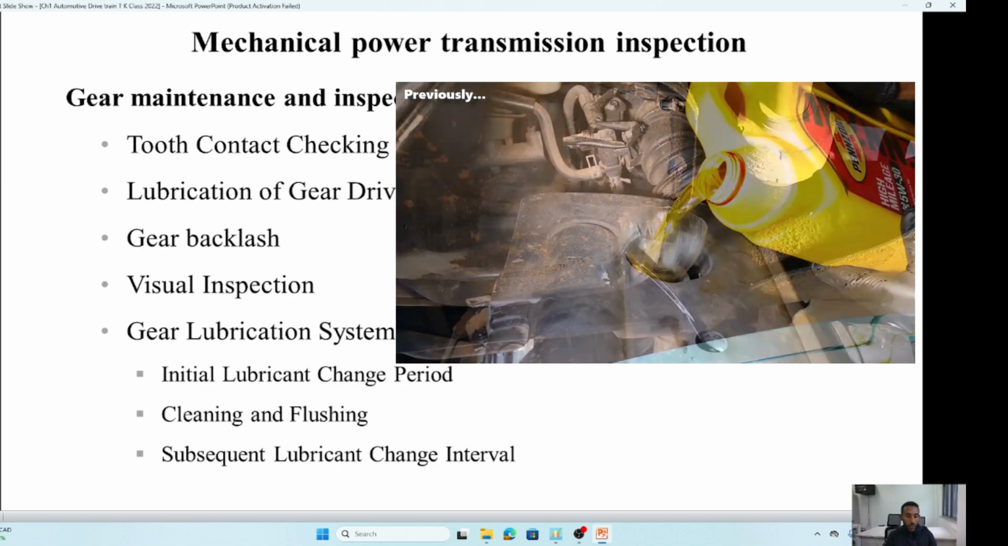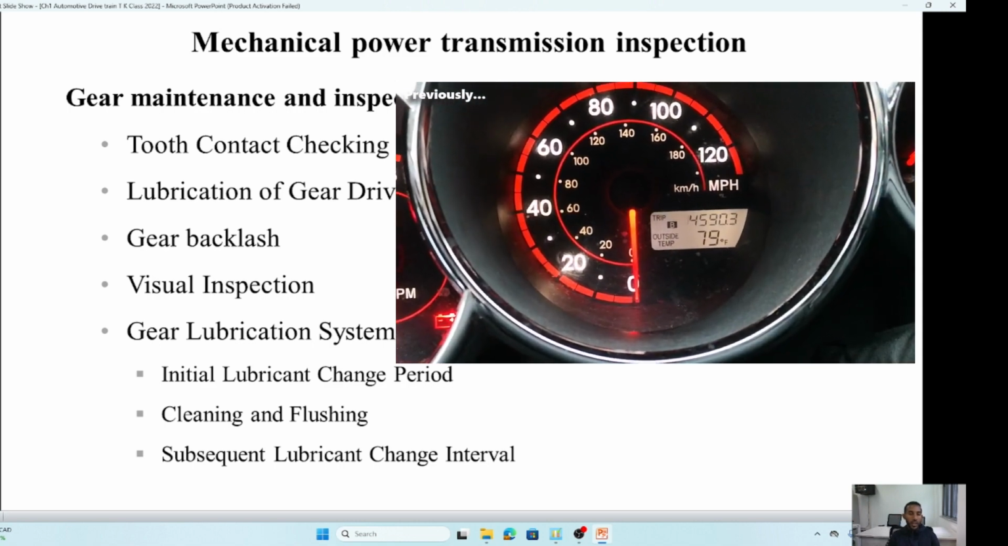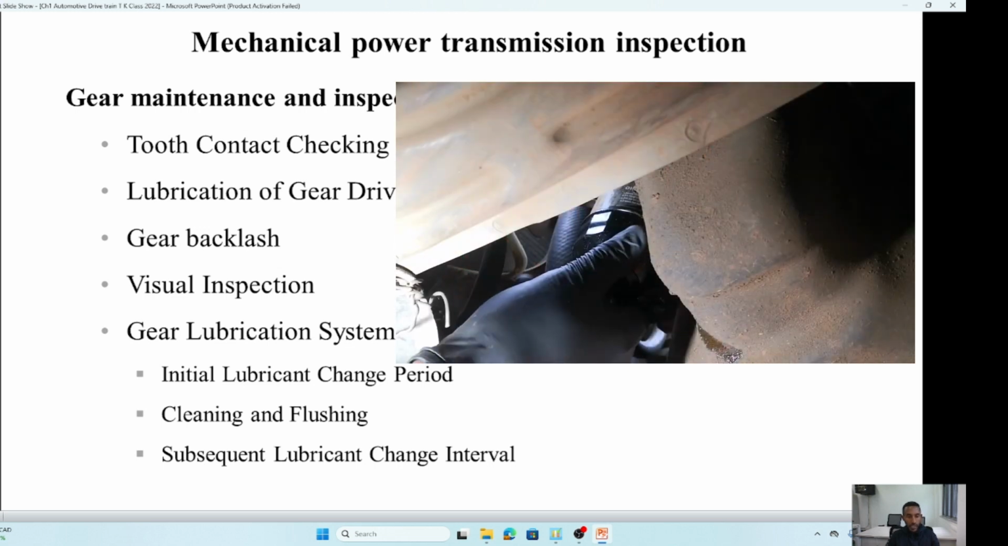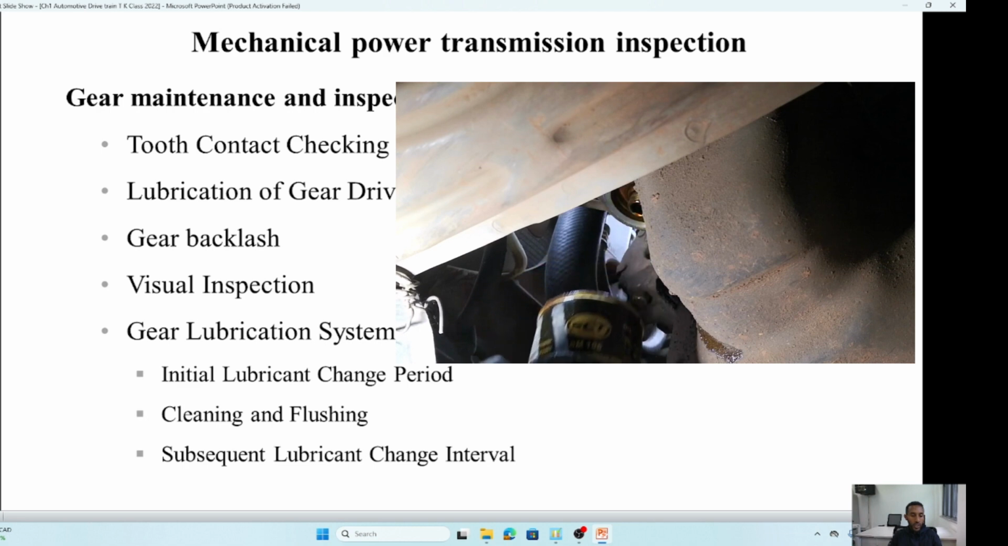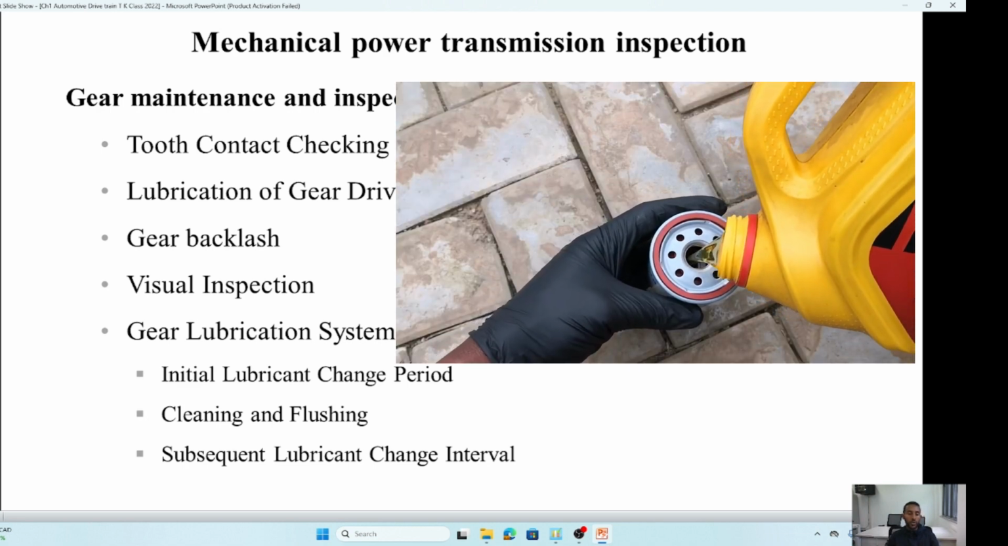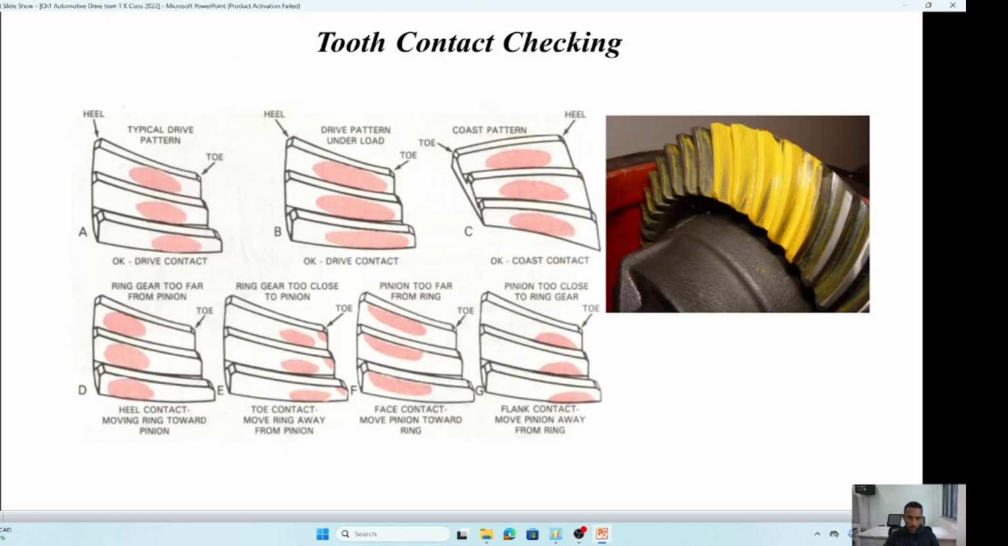The third one is the subsequent lubricant change interval. It accordingly follows the manuals of the machine or the vehicle. For example, if the gearbox requires a change at some number of kilometers, or years, or months, you need to change it. Again, the same for the differential. We call this the subsequent lubricant change interval. Let's see each part one by one.